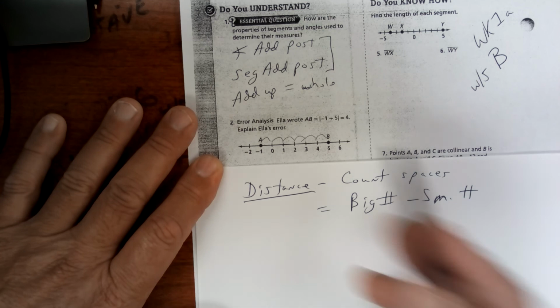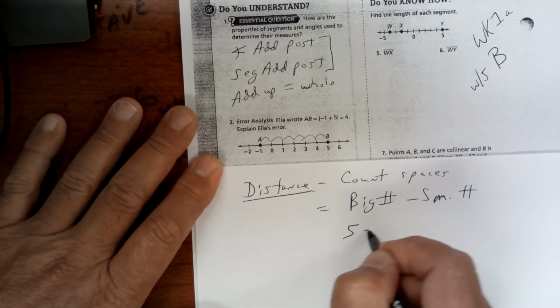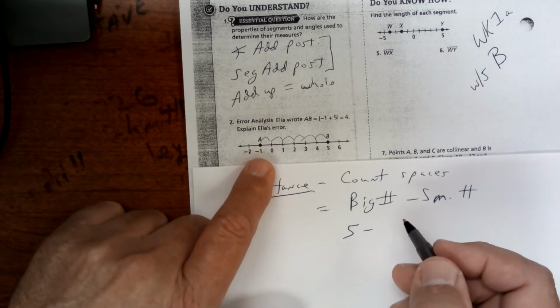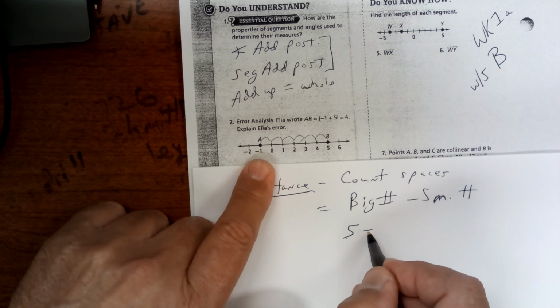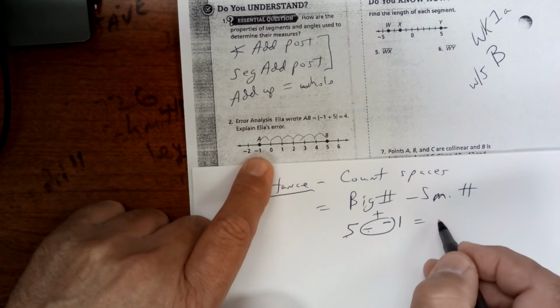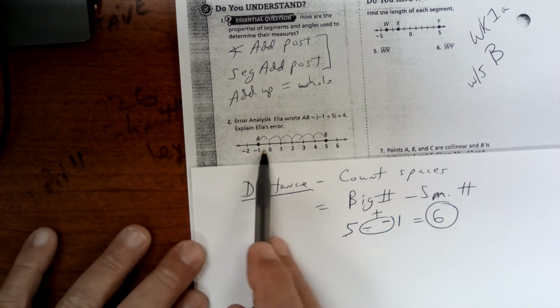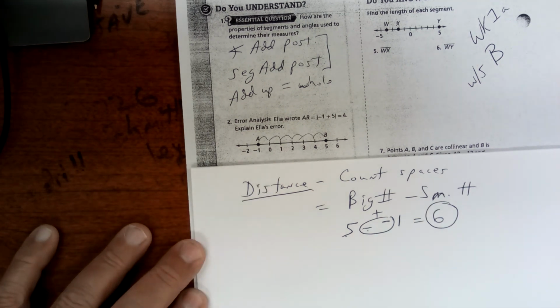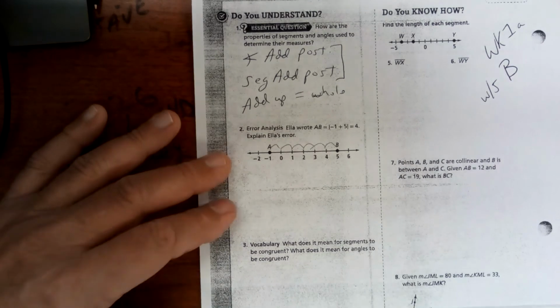The big number is 5 minus the small number, but look, it's a negative, so it's going to be 5 minus, and then it's going to be a -1. So that's going to be a double negative, which gives you 6. And again, you can verify it by counting your spaces. So it's big number minus small number.